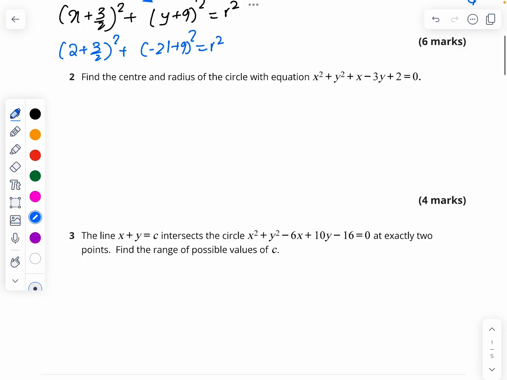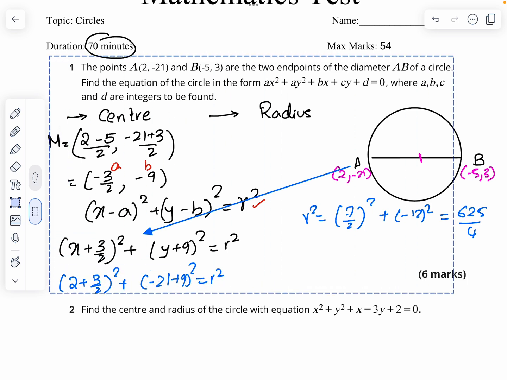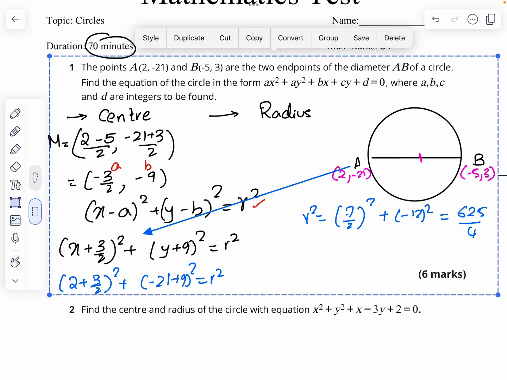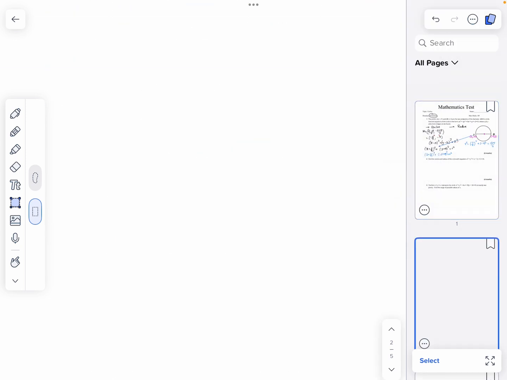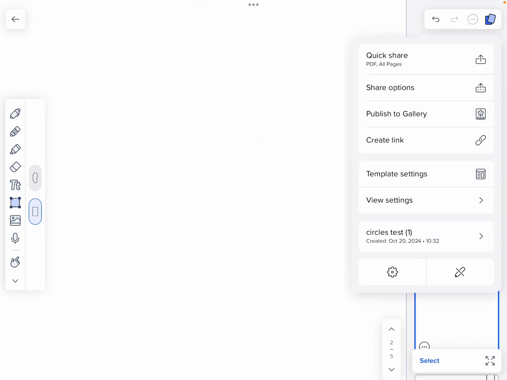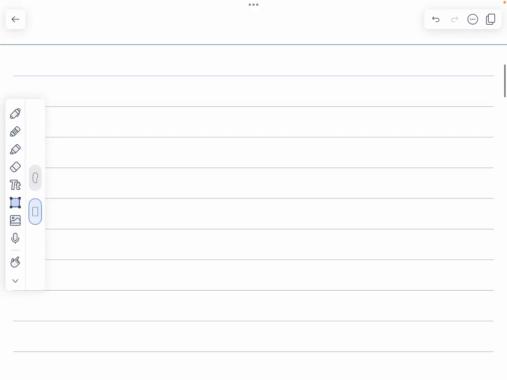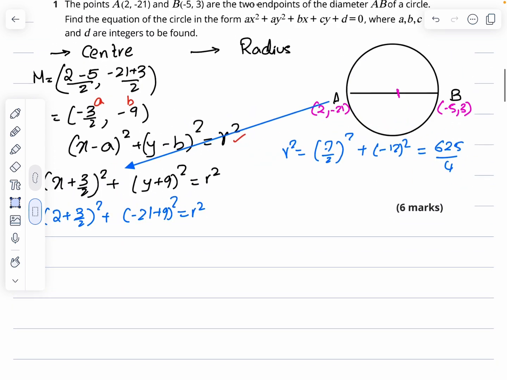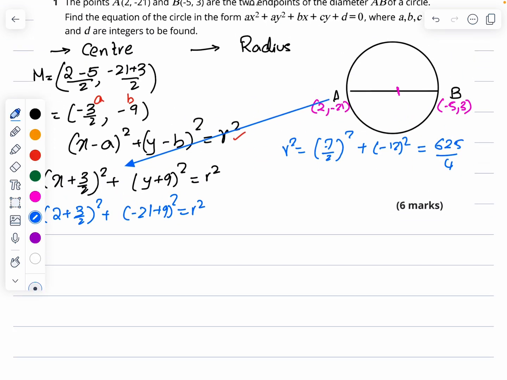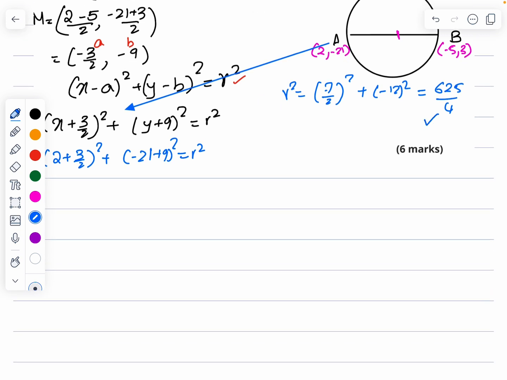So what will be the equation of a circle? What I am going to do is copy this entire thing and start in a new page so that I have an extra page to write. I start in a new page with the template being this one. So let us write that over there. So that was the first question. So now I got the r square value as 625 by 4.